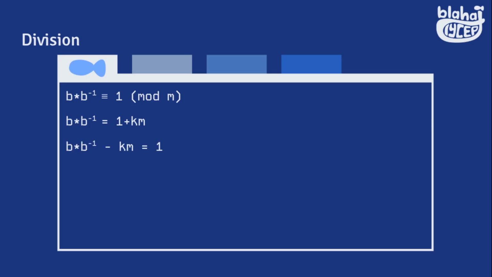Next, we'll move the km to the left, so subtract km from both sides. b to the power of -1 times b minus k times m is equal to 1. And now let's let the GCD of b and m be x. We remember what GCD is, and we know that x is the greatest number that divides both b and m. So it's by definition a factor of both.